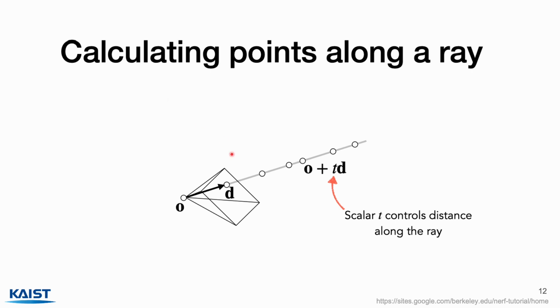To sample points, we have ray origin O and we have ray direction D. By using these two vectors, we can cast rays through the 3D space, and we can sample multiple 3D points along the ray at t. And t is basically a scalar value that controls the distance along the ray.